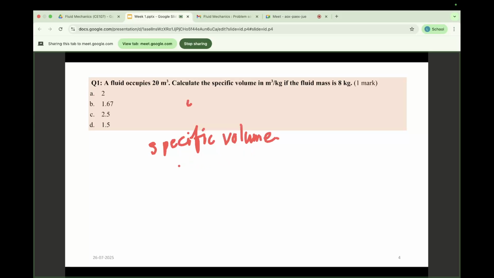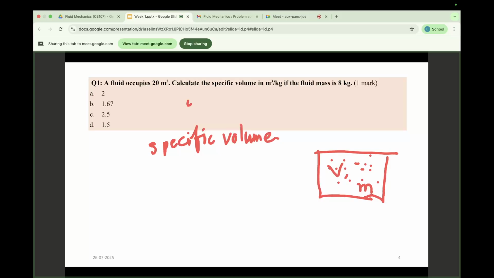So specific volume basically means the volume occupied by unit mass of a fluid. See, let us assume this is a container. In this container there is some liquid. The liquid has some volume. Say let V be the volume and M be the mass.